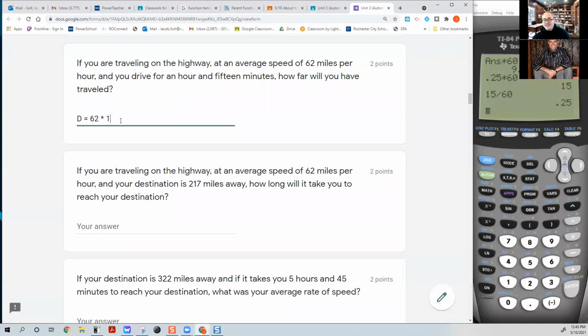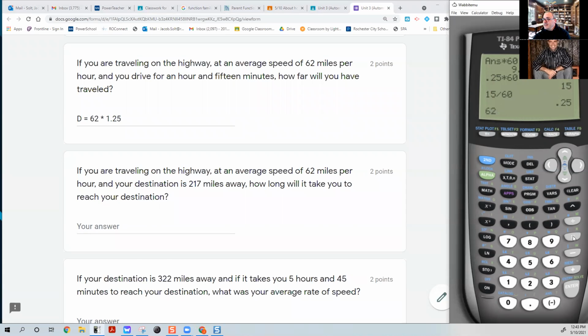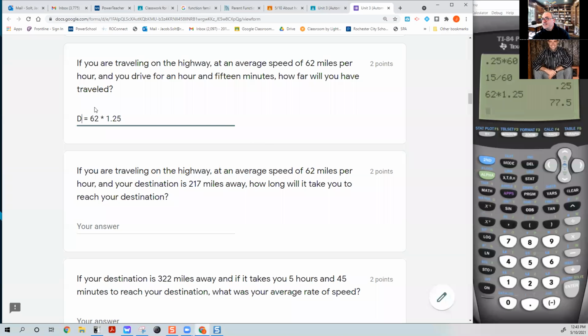So what we're really doing here is 62 miles an hour times 1.25. 62 times 1.25 is the same thing as 77.5. The distance traveled would be 77.5 miles. That's all it is. Nothing to be scared of.